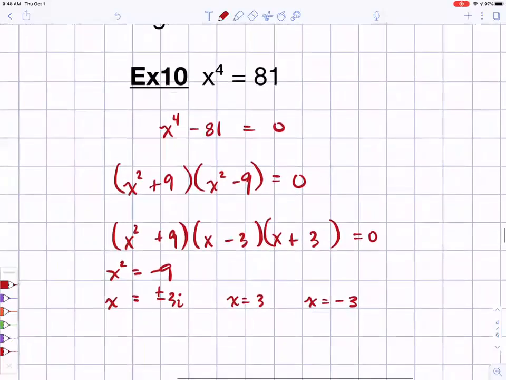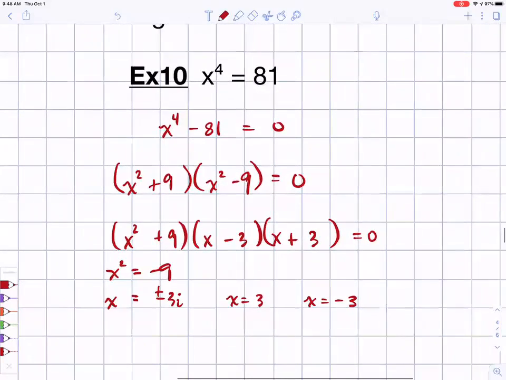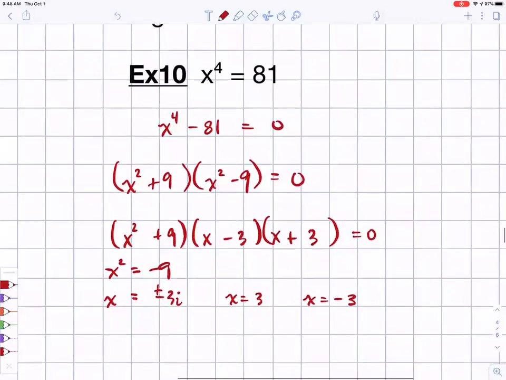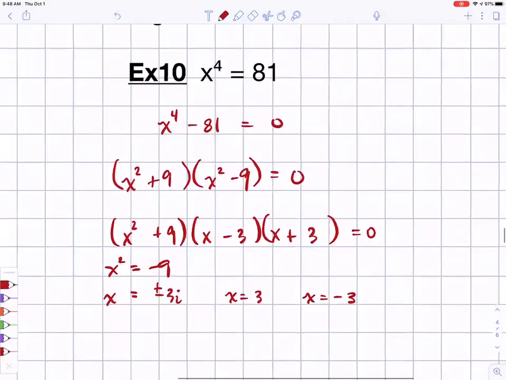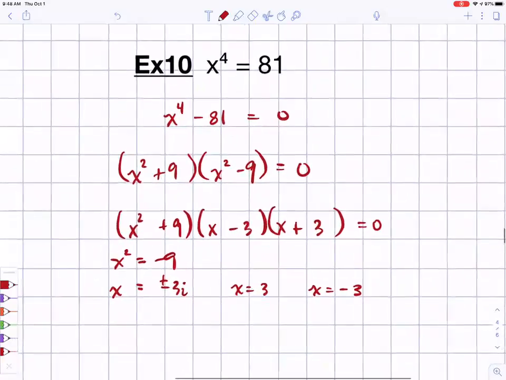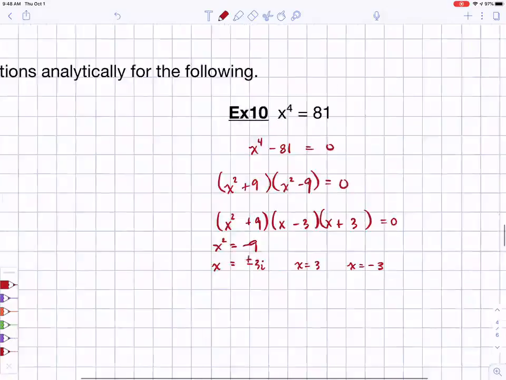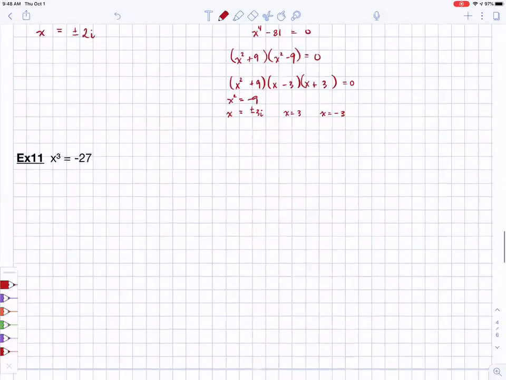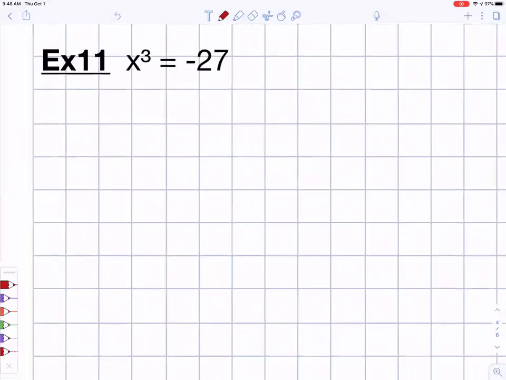Does that match up with what we know about how many solutions there should have been? Yeah, it does. If I graphed it on the calculator, I'd be able to see 2 of them and not see the other 2. Okay? Any questions? All right. Number 11.